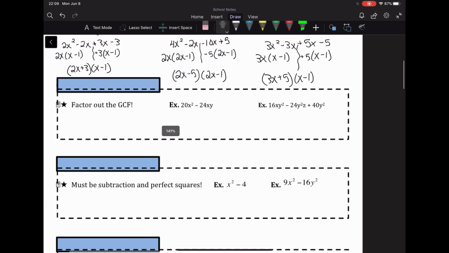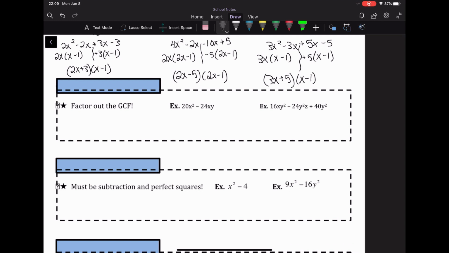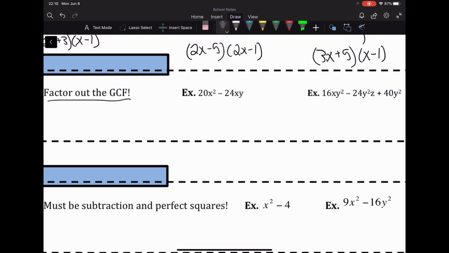And so now we're going to move over to these boxes. For these, we just want to factor out the GCF. So let's look at our first example. Let's see how blue looks. Blue is good, so we'll use that. So we have 20 and 24. Our greatest common factor between those two is going to be 4. And now we have an x squared and an x, so we can only take out x from this. The negative 24xy has a y, and the 20x squared does not have a y attached to it. So our GCF for this one is just going to be 4x.